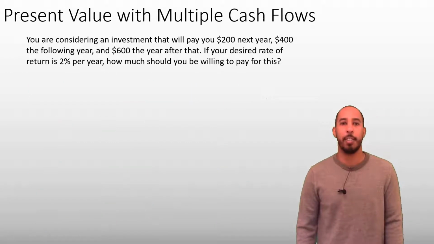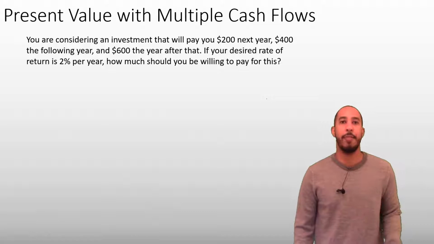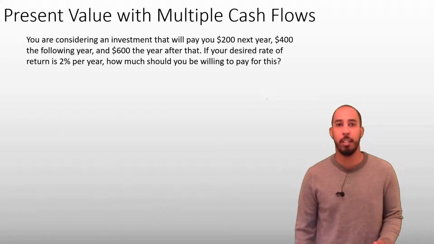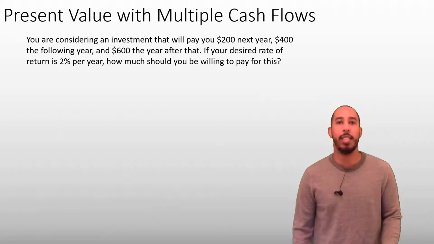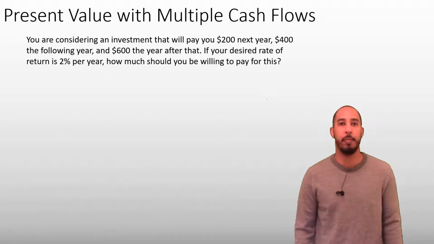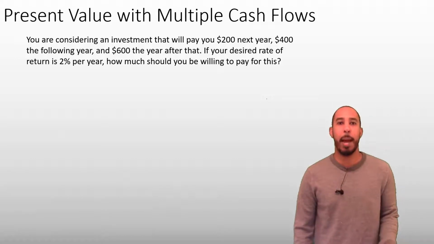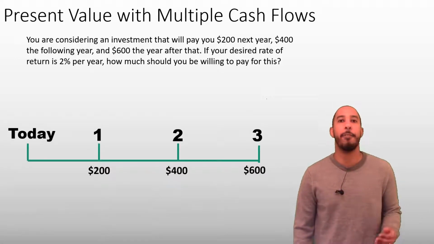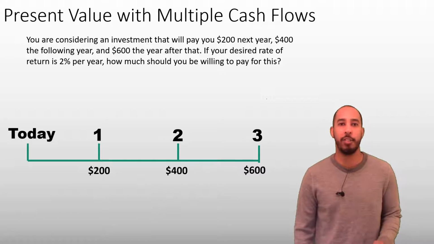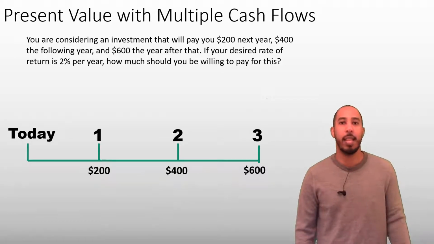Let's look at a present value scenario this time. Say there's an investment that's going to pay you $200 next year, $400 the following year, and then $600 after that. If the interest rate is 2% per year, how much should you pay for this investment? I'll draw my timeline to map out what's going on here. I need to figure out how much this series of future cash flows are worth today. That's going to tell me how much I should be willing to pay today.